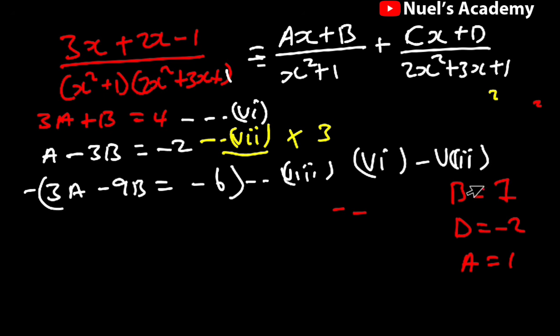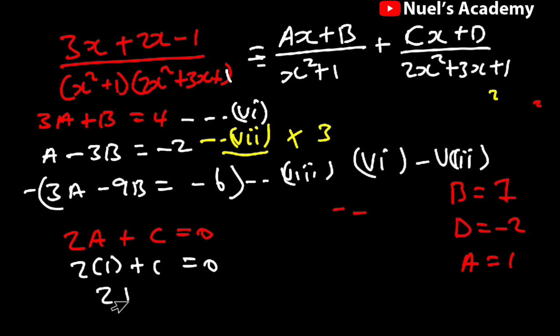Now we have gotten the value of a, b, and d. It remains c. So let's use equation I and find c. Equation I says that 2a plus c is equals to 0. So our a is equals to 1. So 2 times 1 plus c is equals to 0. 2 times 1 is 2 plus c is equals to 0. And so c is equals to -2. So we have that c here is equals to -2.